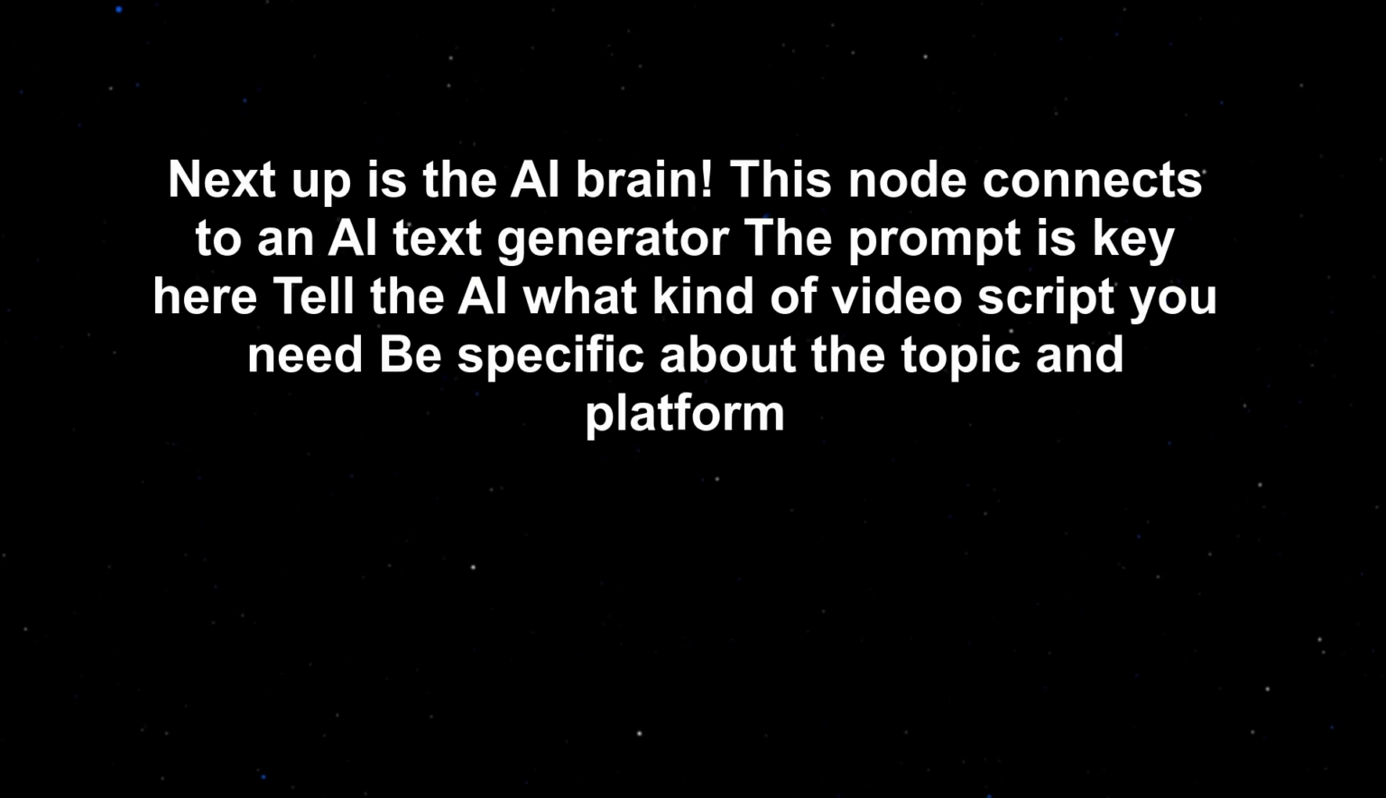Next up is the AI brain. This node connects to an AI text generator. The prompt is key here. Tell the AI what kind of video script you need. Be specific about the topic and platform.